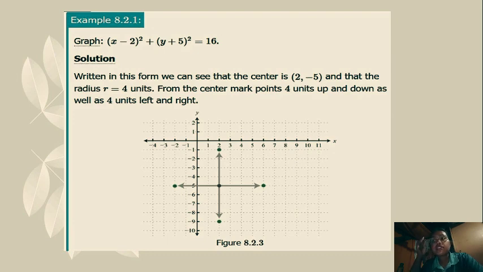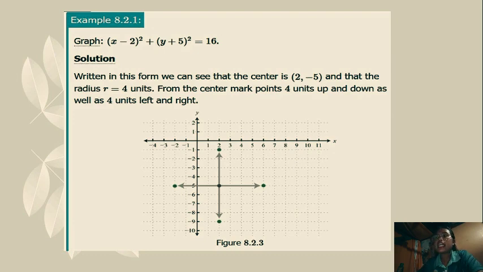The standard form of a circle's equation is the quantity of x minus h squared plus the quantity of y minus k squared is equal to r squared. Comparing with our given equation, h is equal to 2 and k is equal to negative 5. So the center is 2, negative 5, and our radius is the square root of 16, which is equal to 4.